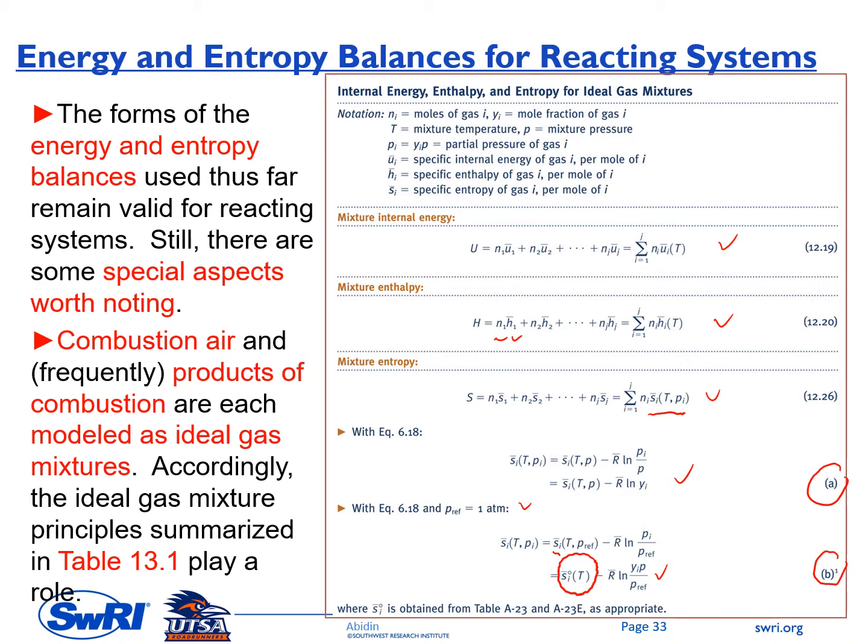So with this equation B, we can estimate the specific entropy of gas i at T and p_i using Table A-23 to get s-bar degree at the corresponding temperature, and then subtract R-bar times ln y_i times p over p_ref.